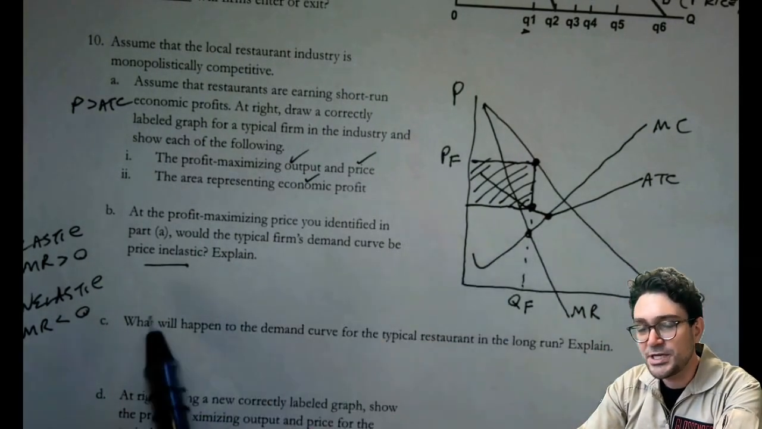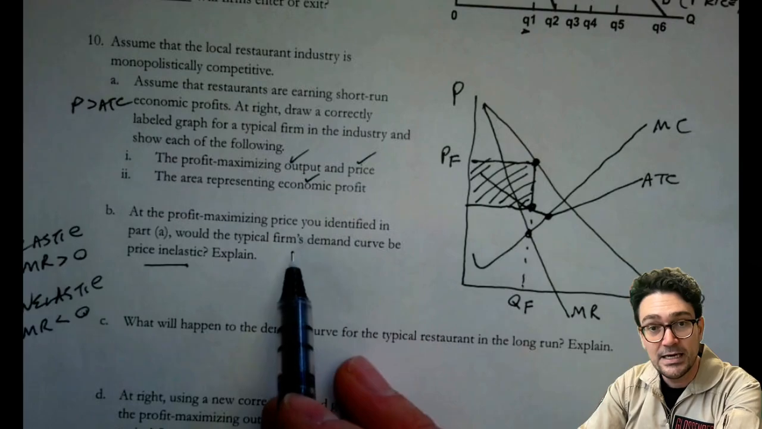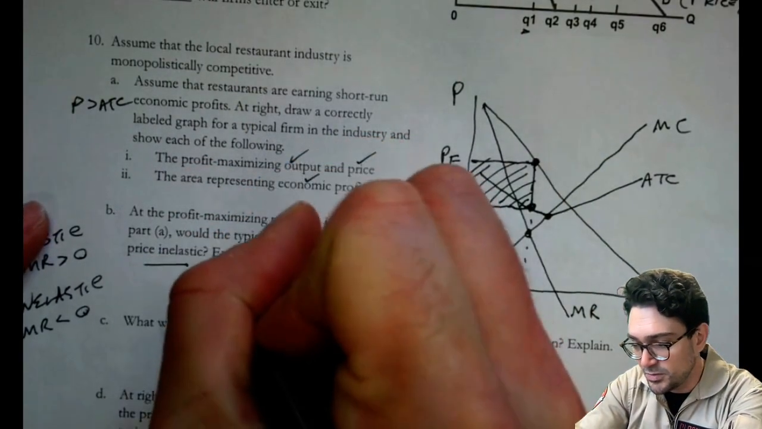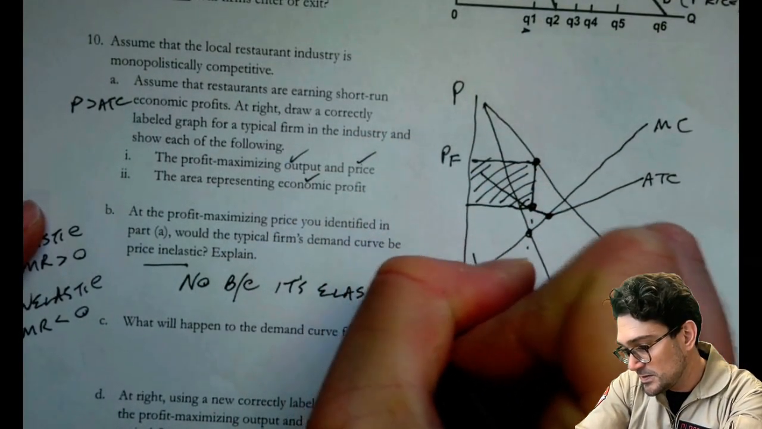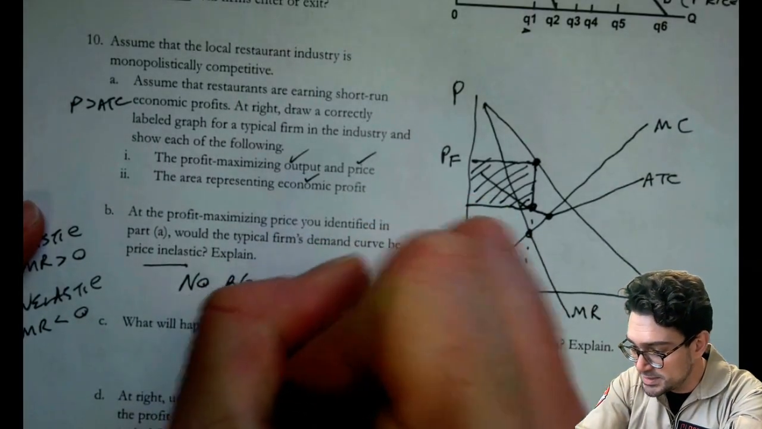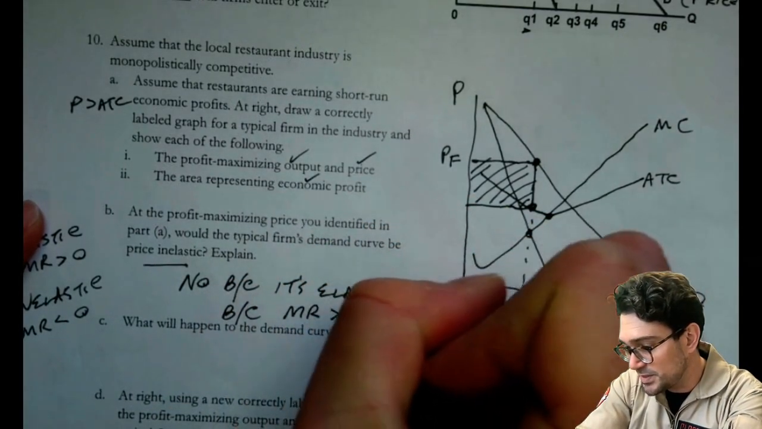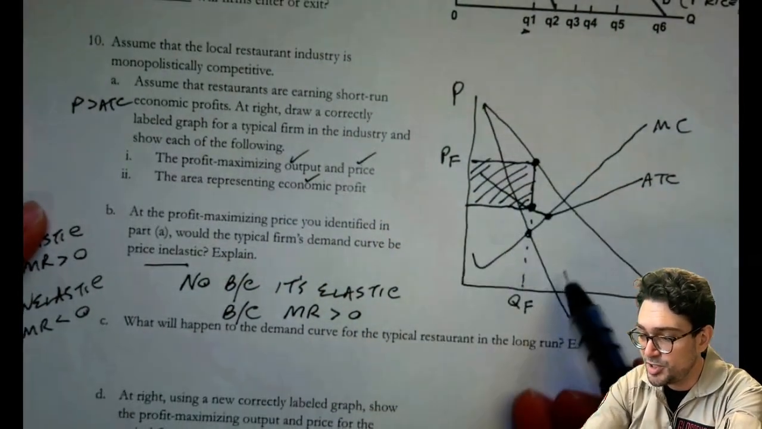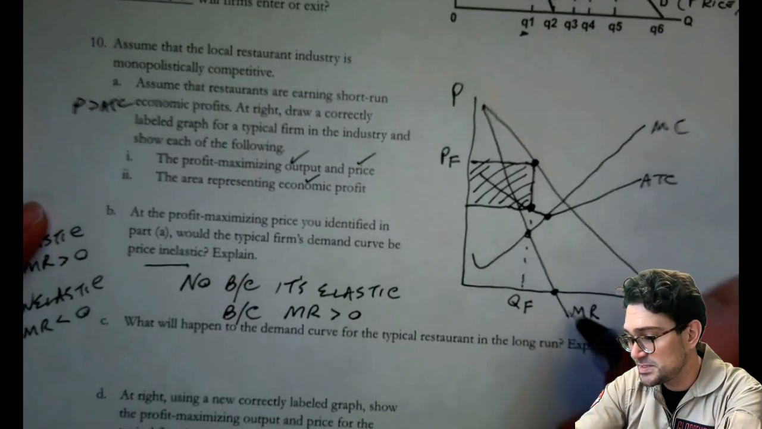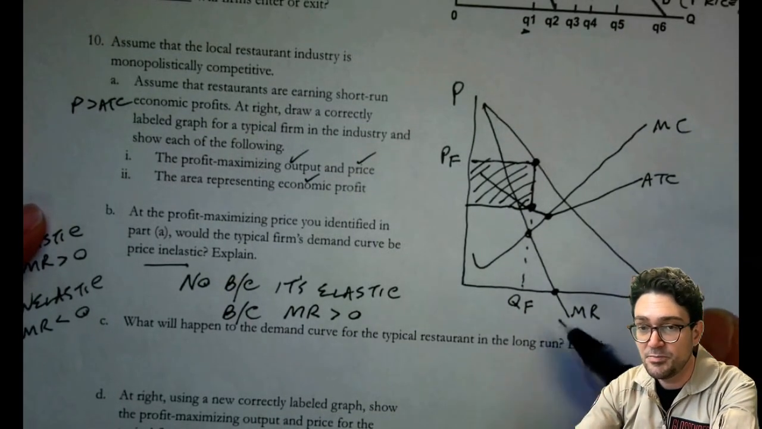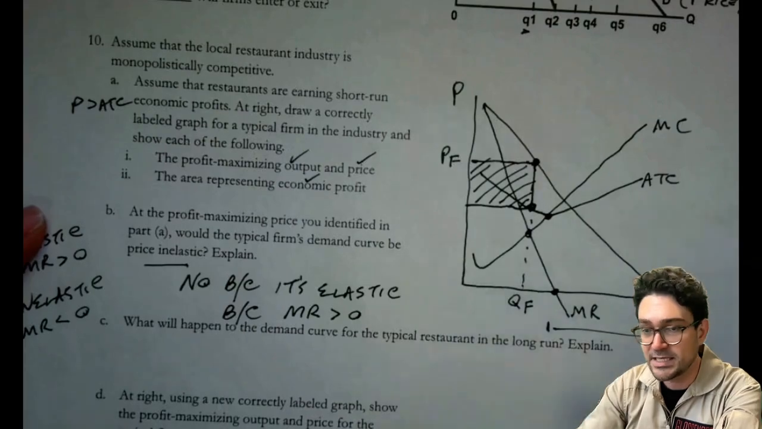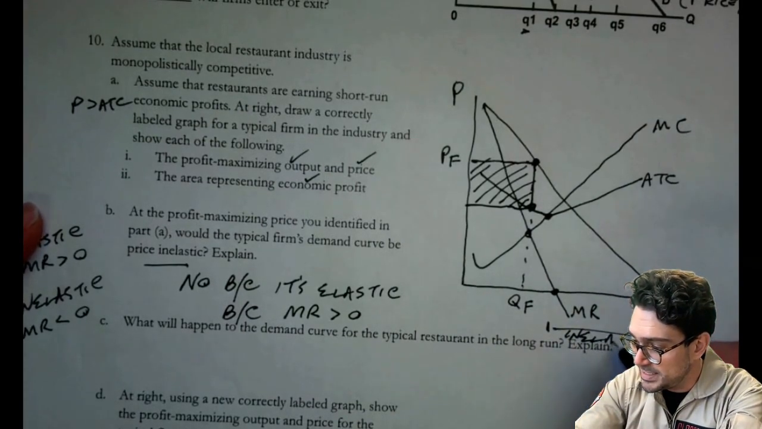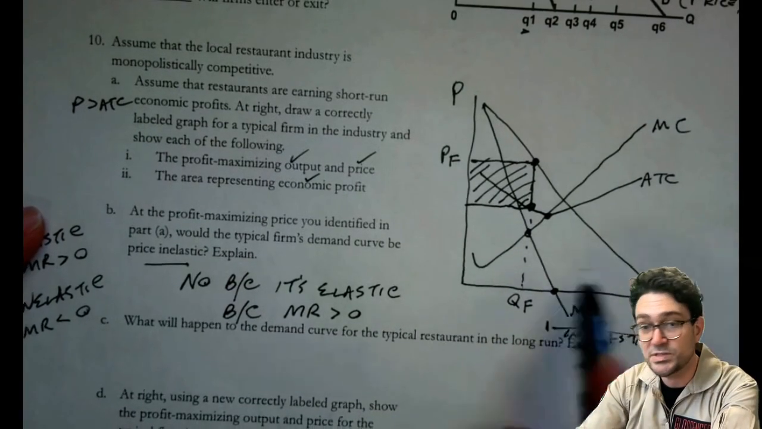And so we can just blanket statement say, no, because it's elastic, because MR is greater than 0, right? Because the MR curve is up here as opposed to past this point right here and down here. Beyond this quantity, everything past here is all inelastic. And again, we are not producing in that range.